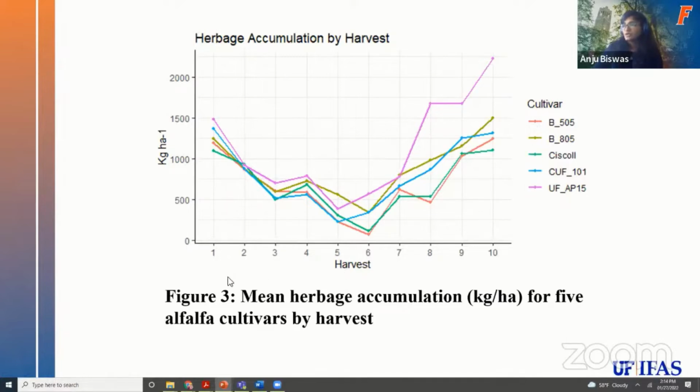You can see from here our x-axis is different harvests, and our y-axis represents kilograms per hectare of biomass yield. And you can see again UF-AP15, non-dormant or close to non-dormant, is producing the highest among all cultivars. And here Cisco is producing the least amount of biomass, followed by Bulldog 505, this one.